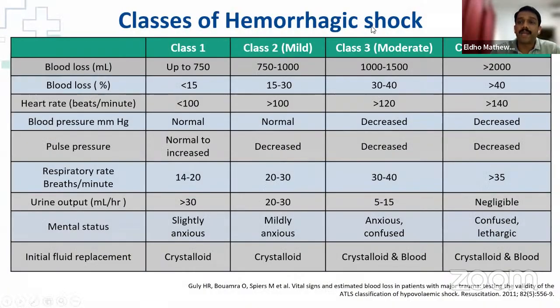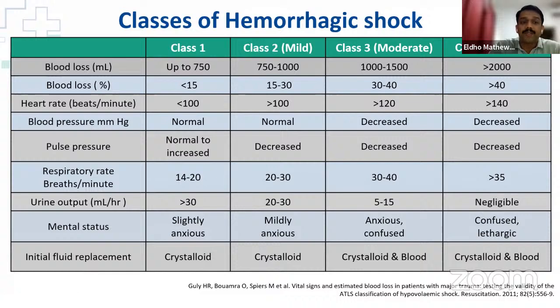Coming to the classification of hemorrhagic shock, based on the percentage of blood loss, we can classify hemorrhagic shock into 4 classes. Class 1 is up to 750 ml of blood loss, class 2 is mild hemorrhagic shock with 750 to 1000 ml blood loss, class 3 is 1000 to 1500 ml blood loss, and in severe cases, class 4 is more than 2 liters of blood. And coming to this, we can find the heart rate.